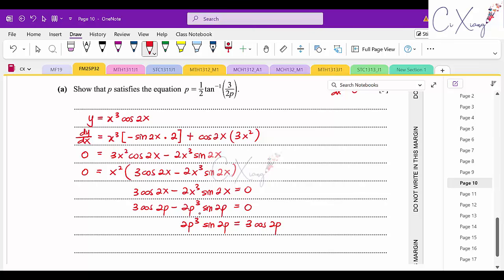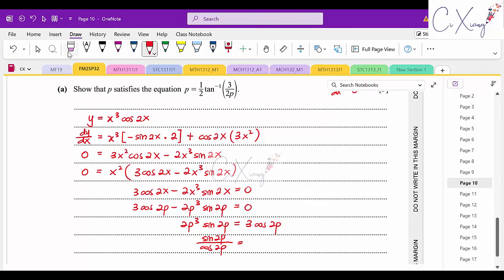Okay, so from here, I know that if I want to get the tangent, I should bring and group my sine and cos to one side. Okay, then what else do I have? Let me think about it.